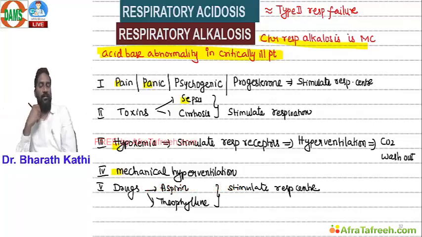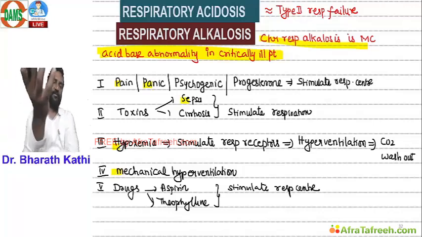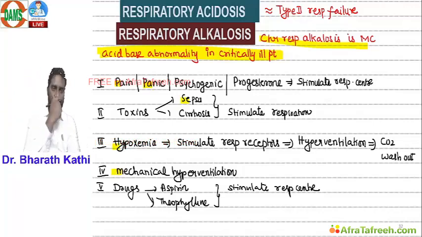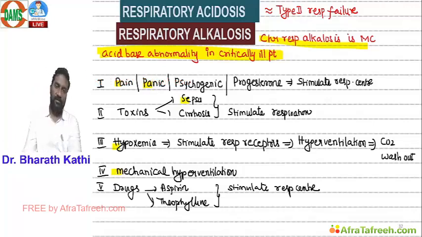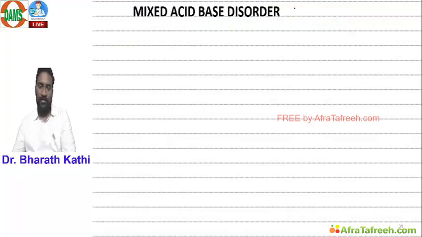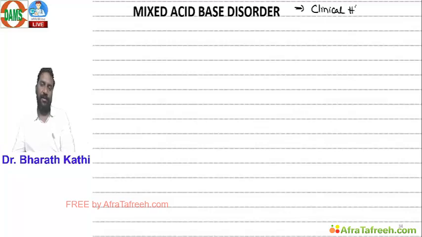By this, we have completed simple acid-base disorders, the individual acid-base disorders: metabolic acidosis, metabolic alkalosis, respiratory acidosis, respiratory alkalosis. Next we have mixed acid-base disorder. Point to know here: for evaluation of mixed acid-base disorder, clinical history is very important. Without clinical history, it is very difficult to interpret.